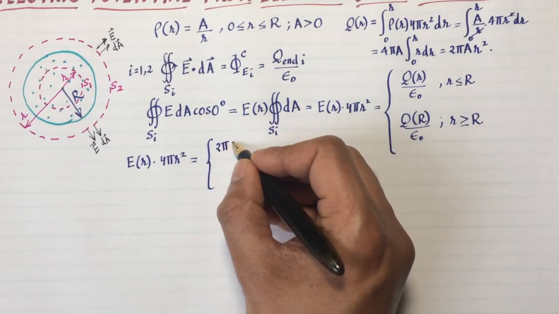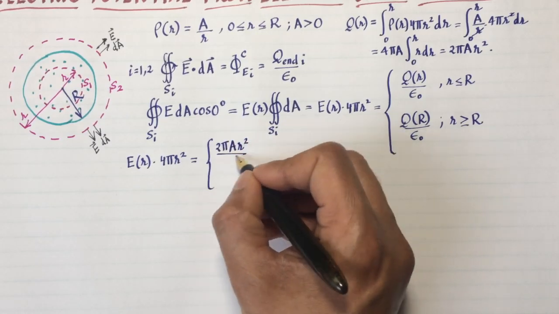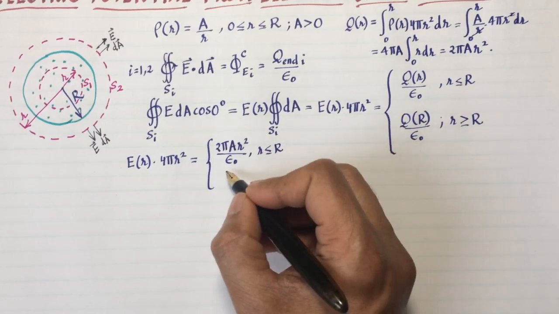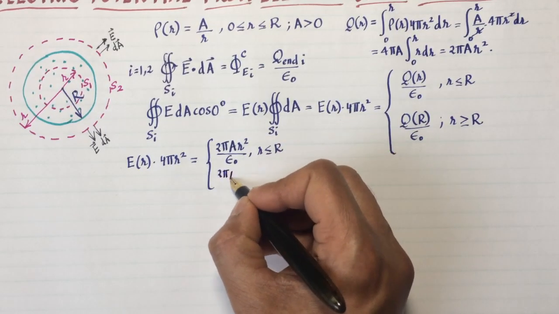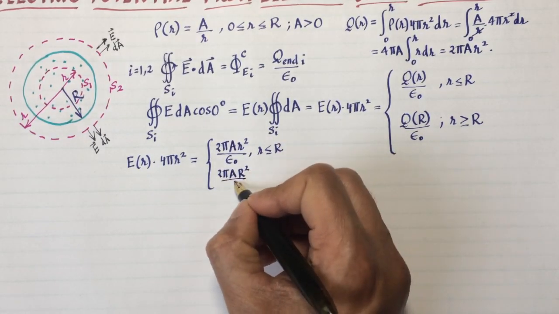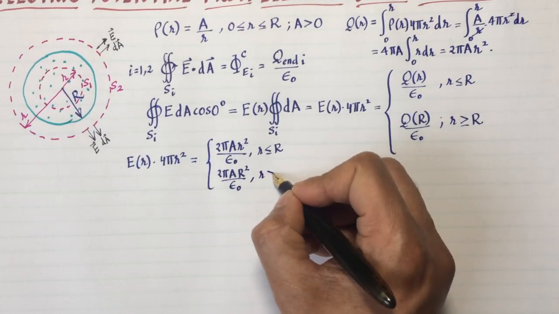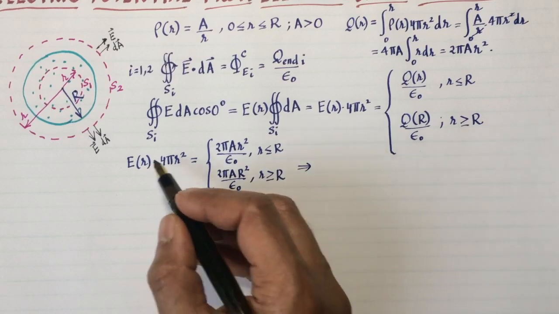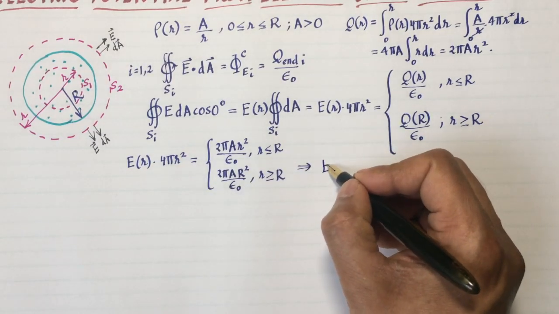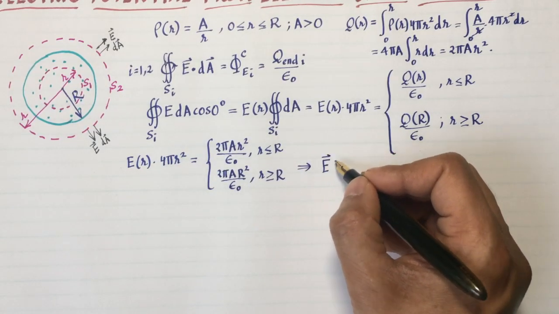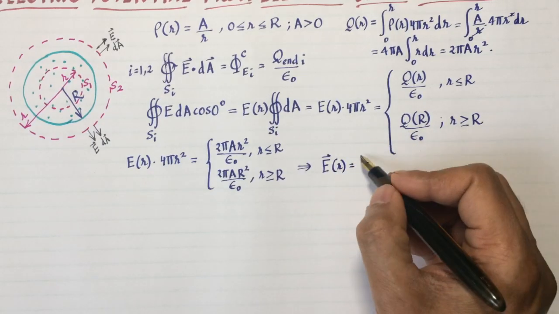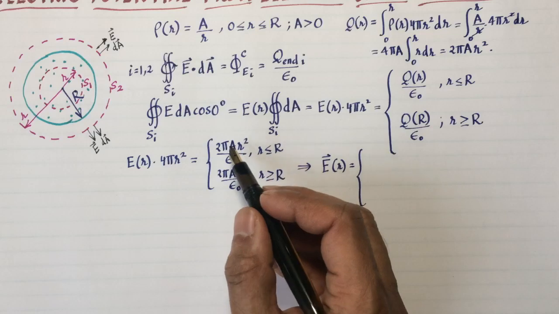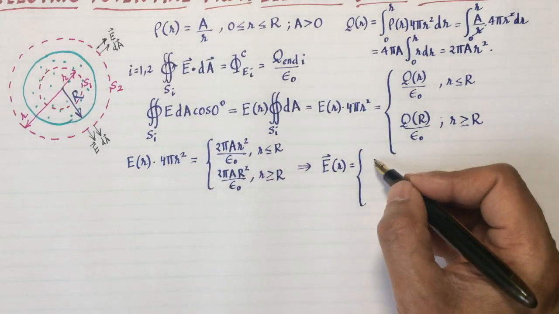So I get 2 pi A r squared over epsilon naught for r less than or equal to R, and it's equal to 2 pi A capital R squared over epsilon naught for r bigger than or equal to R. The last step is to divide both sides by 4 pi r squared. So I'll get the electric field as a function of r written in vector form to be, now you notice that the r squareds cancel out and I just get 2 in the denominator.